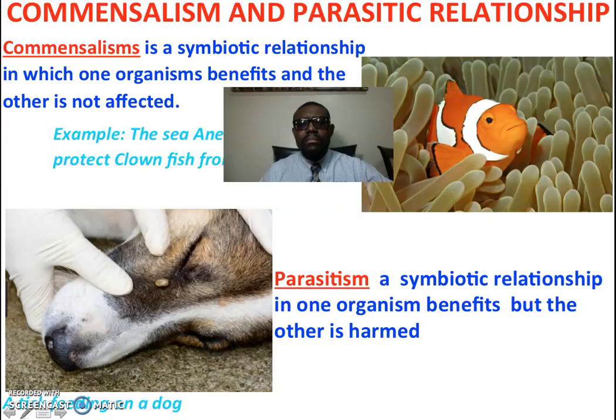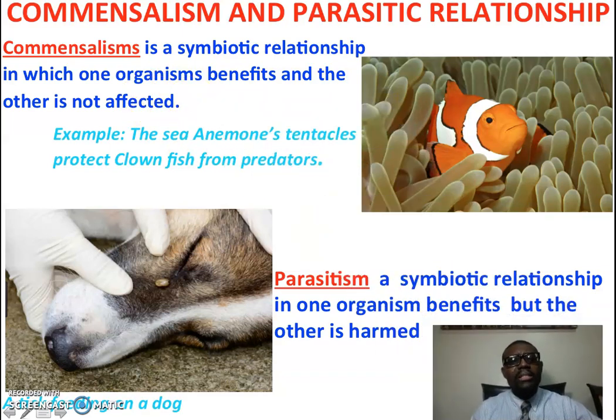The next relationship we are looking at is commensalism. Commensalism is a symbiotic relationship in which one organism benefits and the other is not harmed. In this relationship between the sea anemone and the clownfish, the sea anemone's tentacles protect the clownfish from predators. The clownfish is able to hide inside the tentacles. The sea anemone doesn't get any benefits, but the clownfish is able to avoid predators.